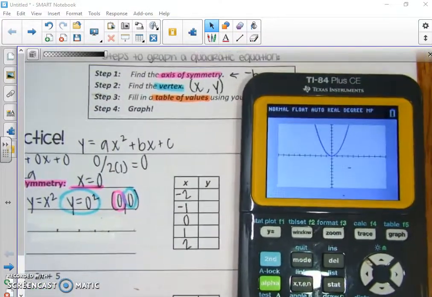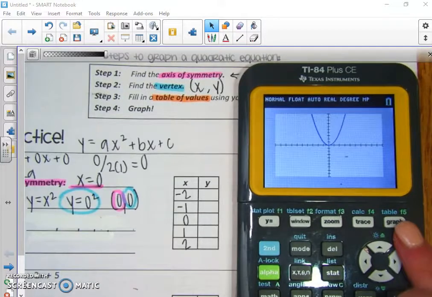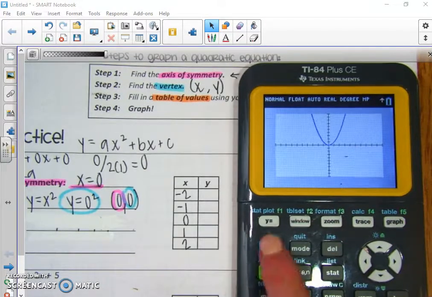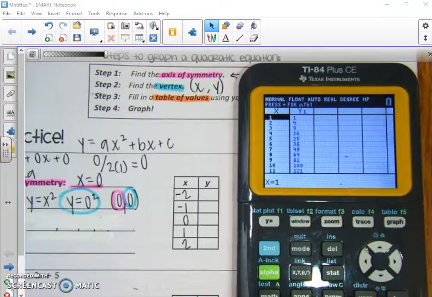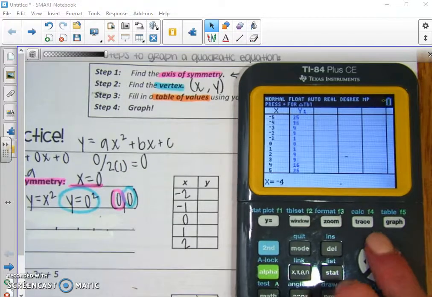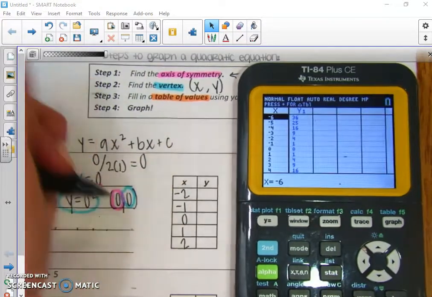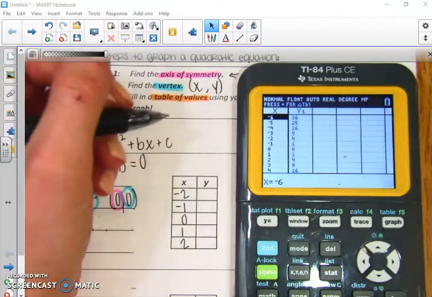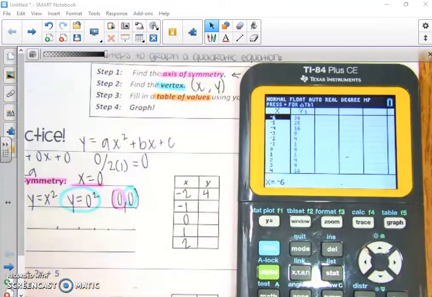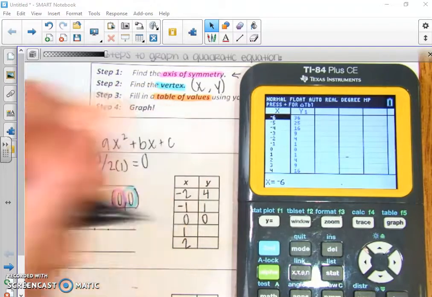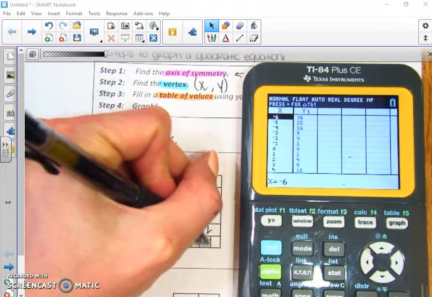Now, what we really want is the table. There's not a button for table, it's right above graph. You hit second table. And now we can use these values to fill in our table. So when x is negative 2, our y is 4. When x is negative 1, our y is 1. 0, 0. 1, 1. 2, 4.